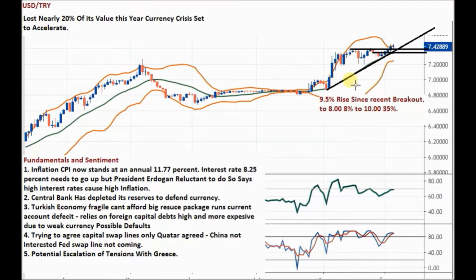And a lot of people will say they're a bit reluctant to buy the USD because it's had such a good rise. Well, it could rise a lot more. We've done well out of this pair with just a very small position. Now we're going to go and look at USD MXN.